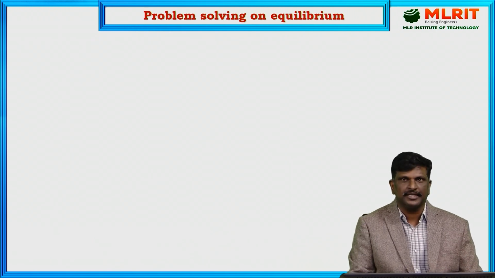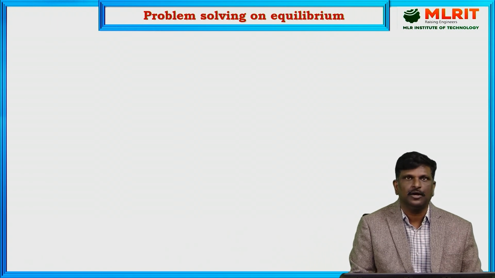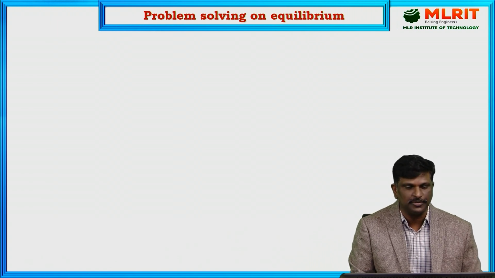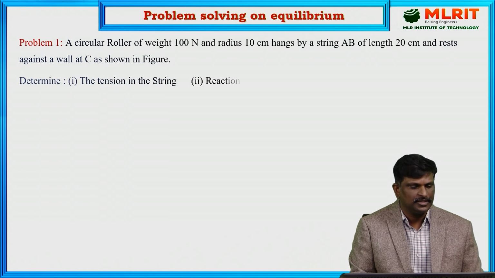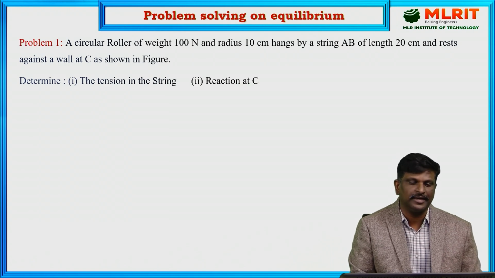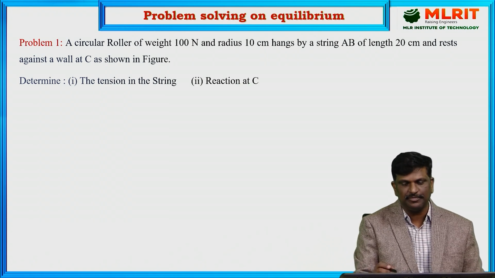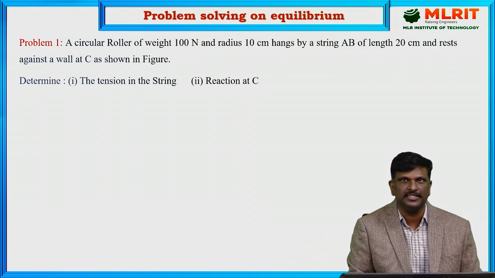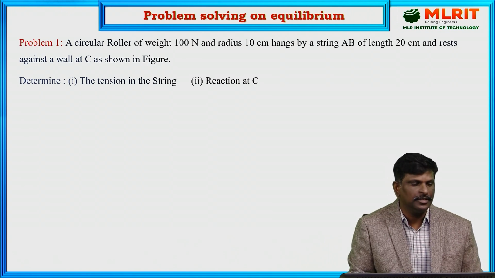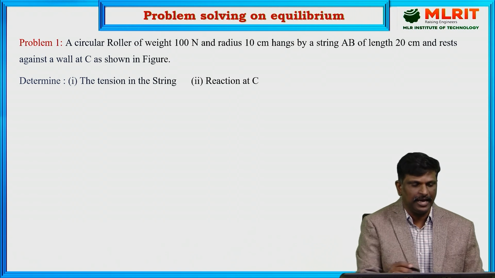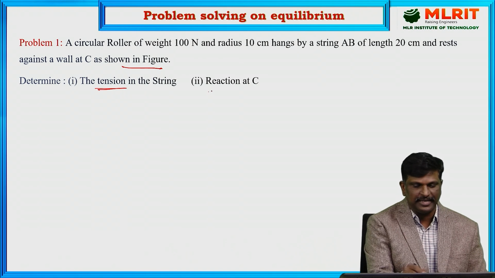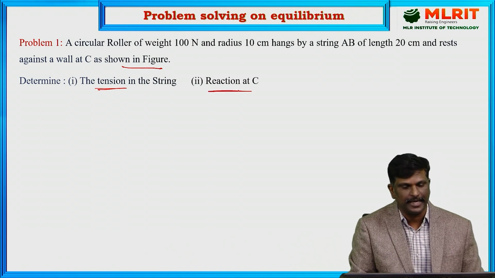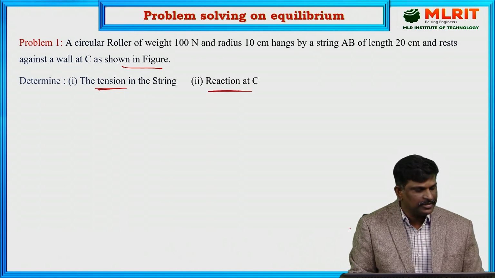Let us try to understand how free body diagrams help in solving problems on equilibrium by considering an example problem. Consider the same problem. A circular roller of weight 100 newtons and radius 10 centimeters hangs by a string AB of length 20 centimeters and rests against a wall at C as shown in the figure. Now determine the tension in the string and the reaction at C, at the contact point. So take the same problem.